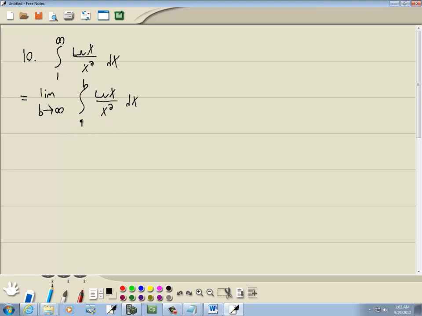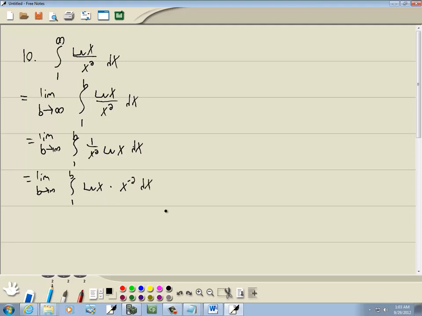Now there's no real easy way. If I set this equal to u, du would be 1 over x, but I got 1 over x squared, so that doesn't fit. Maybe it isn't so bad to have this way. Well, I can rewrite this as 1 over x squared, natural log of x dx. And I can rewrite it as 1 over b, natural log of x times x to the negative 2 dx.